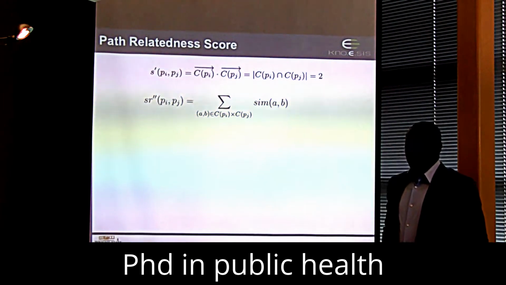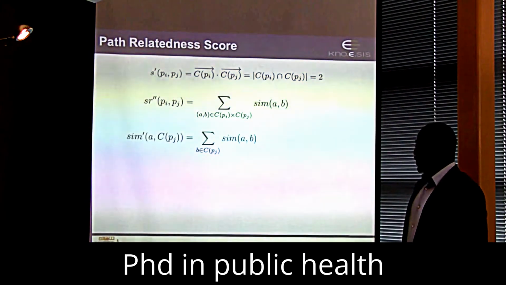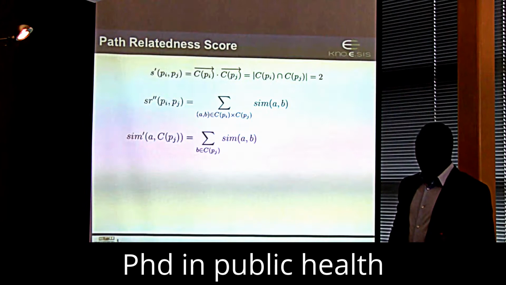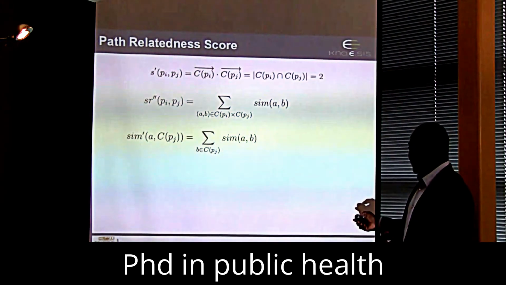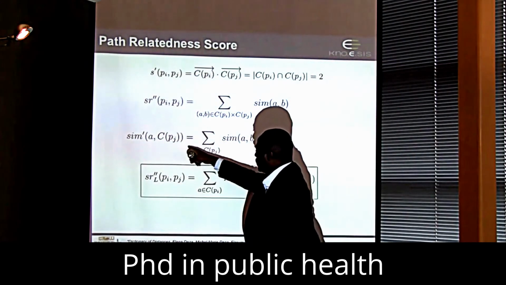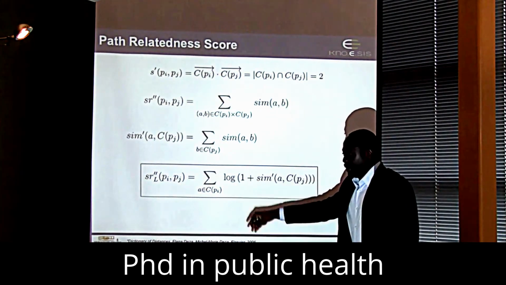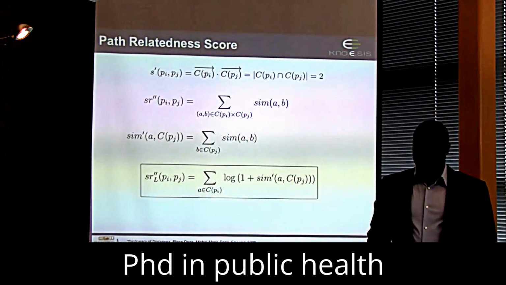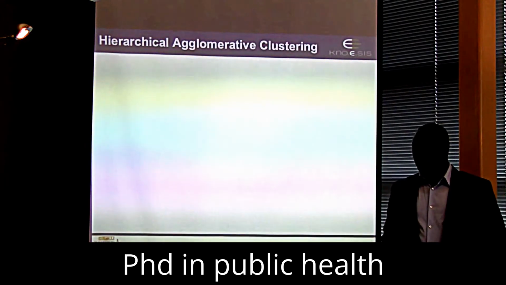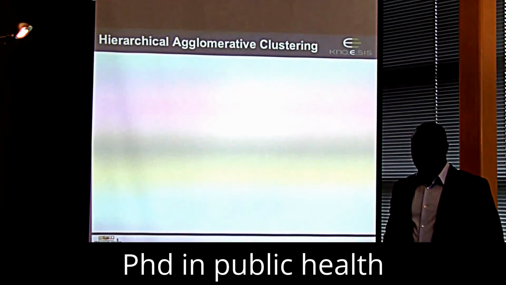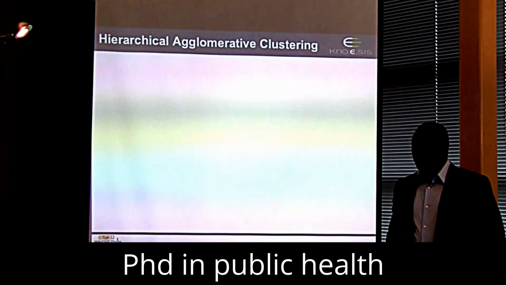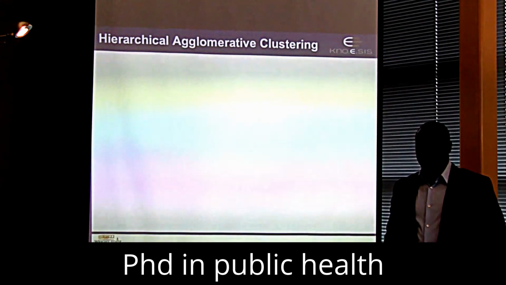To do that specifically, what we do is we take one term in the first vector, we compute the relatedness with all of the other MeSH descriptors, and then when we get that score, we apply the log plus 1, and then we sum across the two sets. So if we have this metric now for computing the semantic relatedness between two paths, then our next task is to actually use it to perform the clustering.